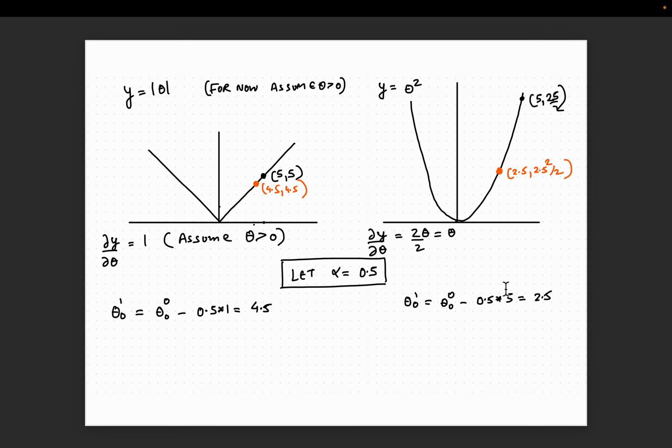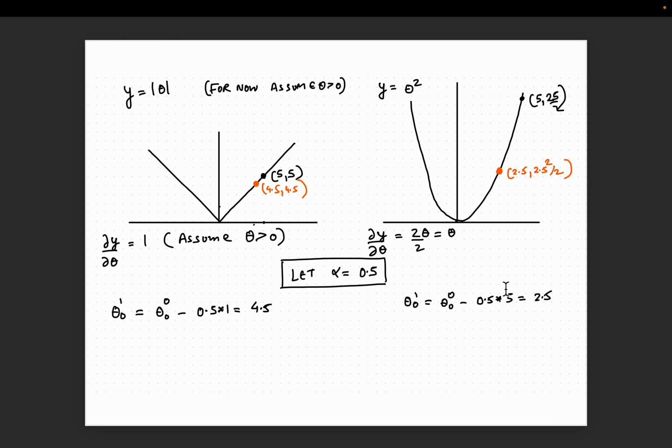Which of them is going to get you closer to 0 quicker? In the second one, you have moved from 5 to 2.5. In the first one, you have moved from 5 to 4.5. Which of them gets you quicker to 0? Second one, right? How many think it's the second one? So this was supposed to be a trick question.